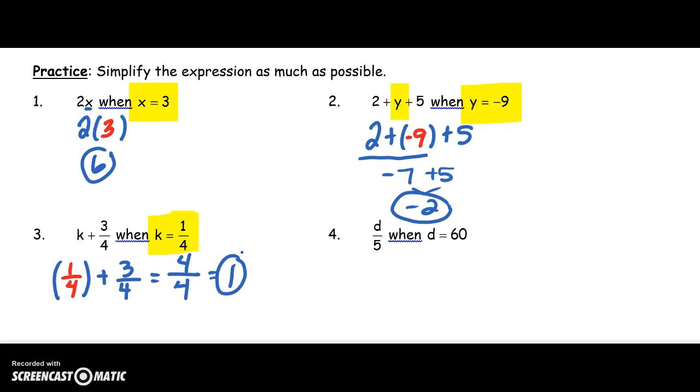For problem number 4, we have d divided by, that's what that line is, 5, when d equals 60. So we're going to put parentheses where we see a d. Our value of d is 60, so that's what goes inside the parentheses. And if you take out your calculators, 60 divided by 5 is 12.